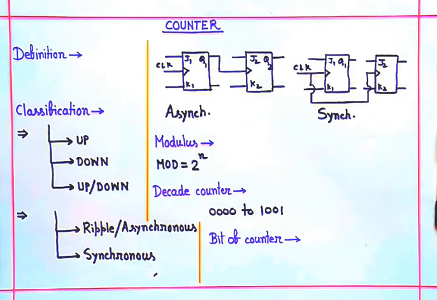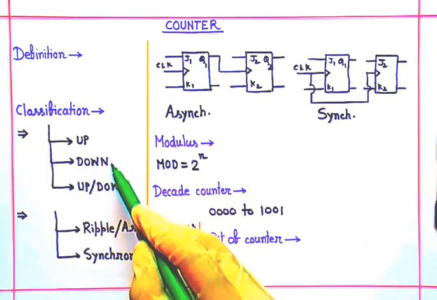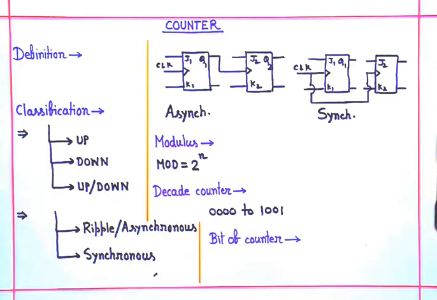Now classification. So counter can be divided in two ways depending on the counting manner. That means it counts in forward direction or in backward direction. Counter can be classified in three types: up counter, down counter, and up down counter.